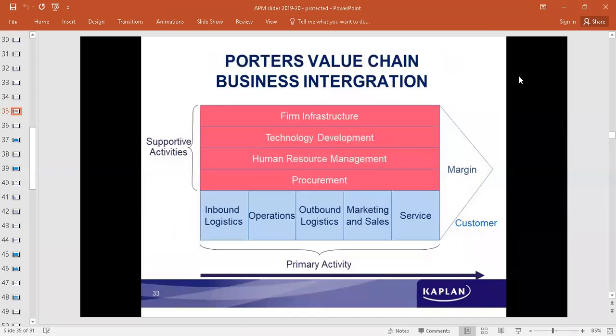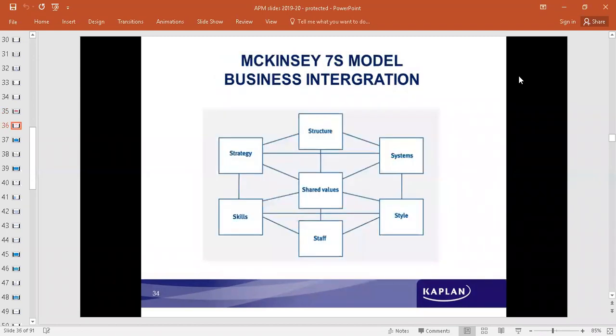Now, the next concept is about business integration. See, the organization as a whole, how do we look at the organization as a whole? What is it made up of? There are 2 models given by 2 people. One is given by Porter. Porter has explained the entire organization in his business integration model, called it as value chain business integration. Another person is McKinsey. McKinsey also has explained the organization as a business integration model. He explained it with S. There are 7 S he used and explained it as McKinsey's 7S model of business integration.